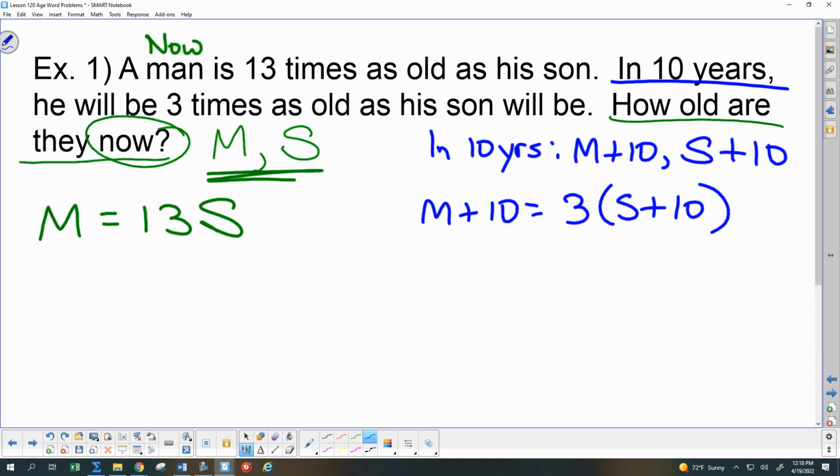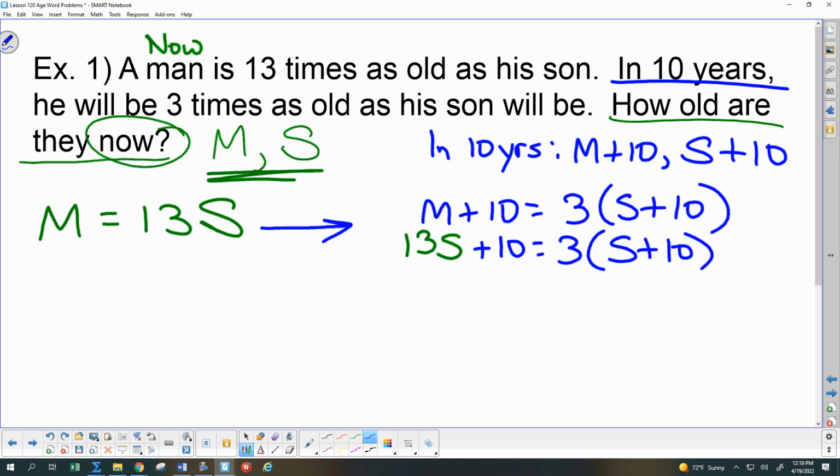And then we have a system of those two equations to solve. And it looks to me like substitution would be pretty darn easy. I can just take and put this 13s in for the M so that I have 13s plus 10 equals 3 times the whole parentheses S plus 10. And I would like for you to solve that much on your own. And then we'll see if we all get the same answers. Find both M and S up here.